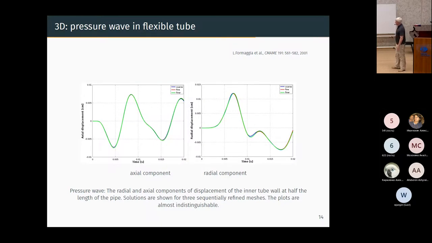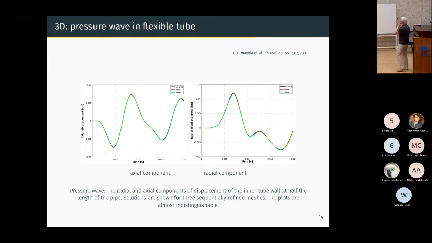And we see here actually not one plot, but three plots. Red, green, and blue. And each color corresponds to its grid. And we see that the computation on the coarse grid, which is, I remember well, the blue one, almost coincides with the computation on the fine grid. So already on the 20,000 cells, we have mesh convergence. We don't need to refine the mesh further. We have a good solution.